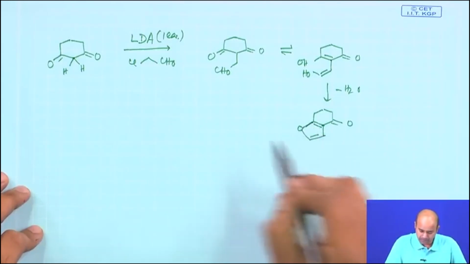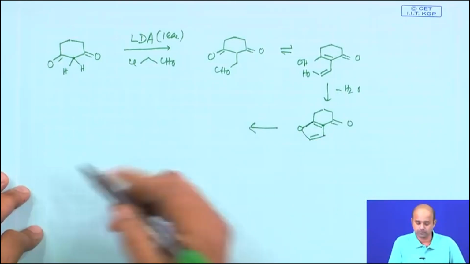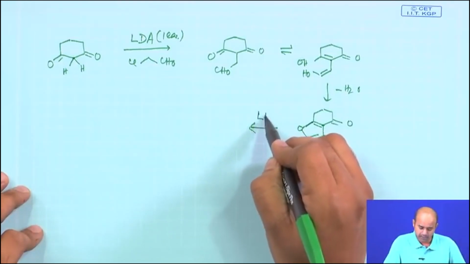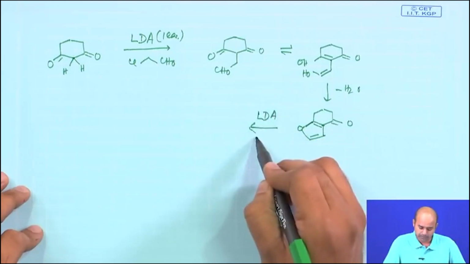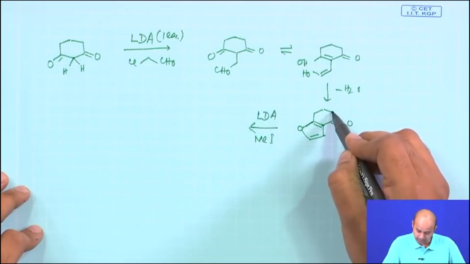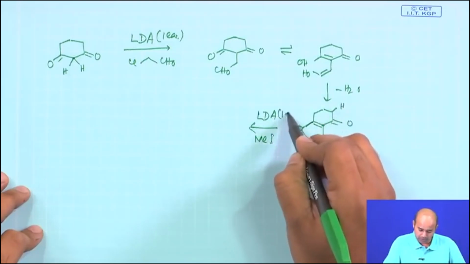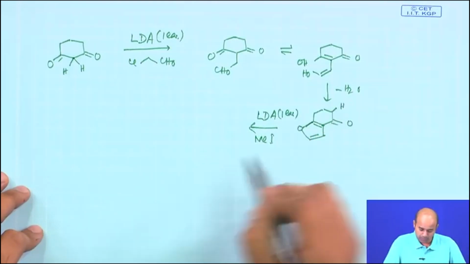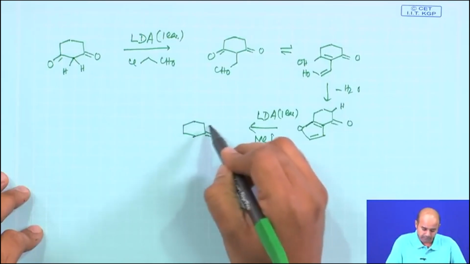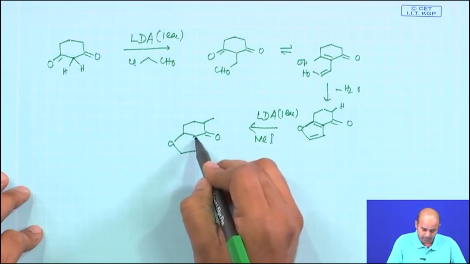Next was pretty simple, as discussed in the earlier part. You do again one round of LDA and methyl iodide. This will be the hydrogen which will be abstracted, one equivalent of LDA, one equivalent of methyl iodide. You will get this compound, with the furan part remaining intact.